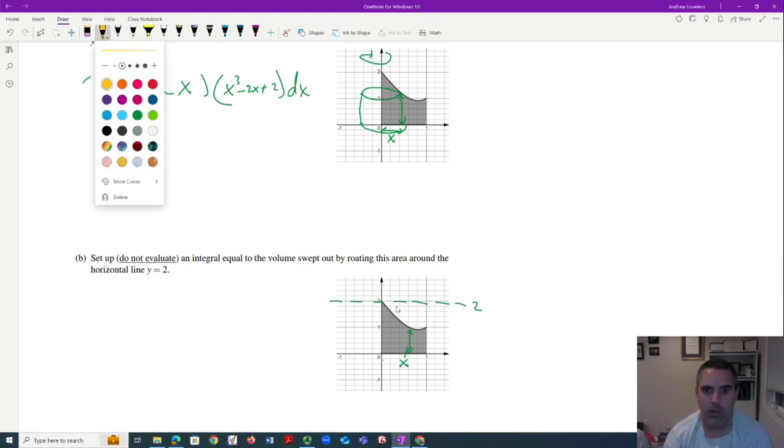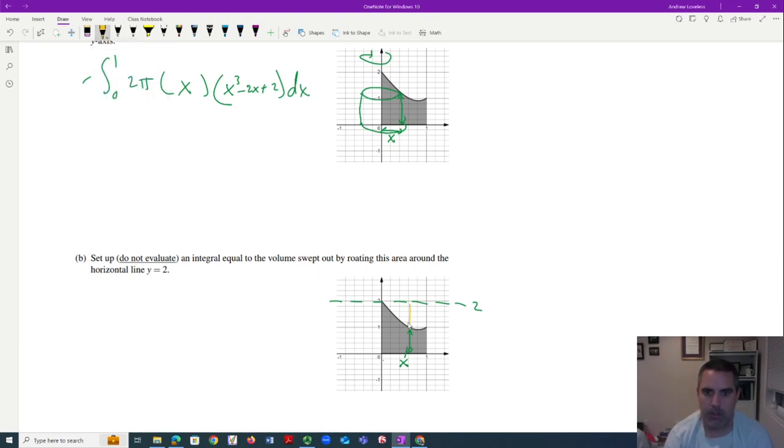So let's label, if I was me, I probably would be thinking about what can I label this and what can I label this? Well, that's 2. This is the function, x squared minus 2x plus 2. And that must be the difference. You can think of it as top minus bottom.